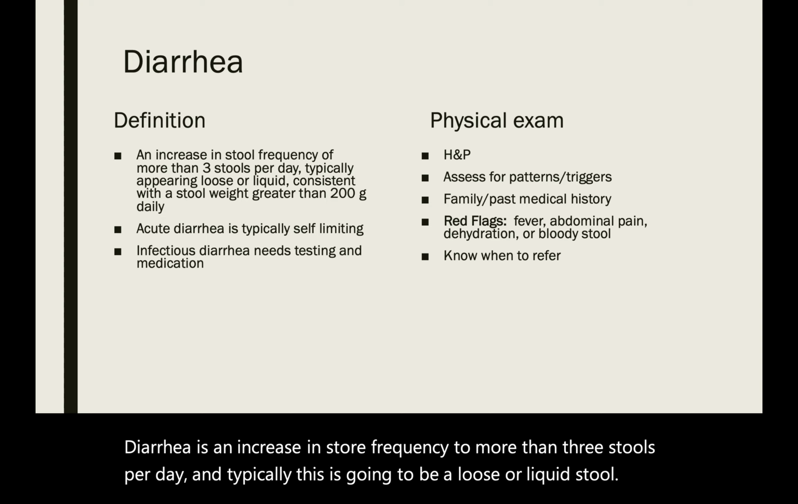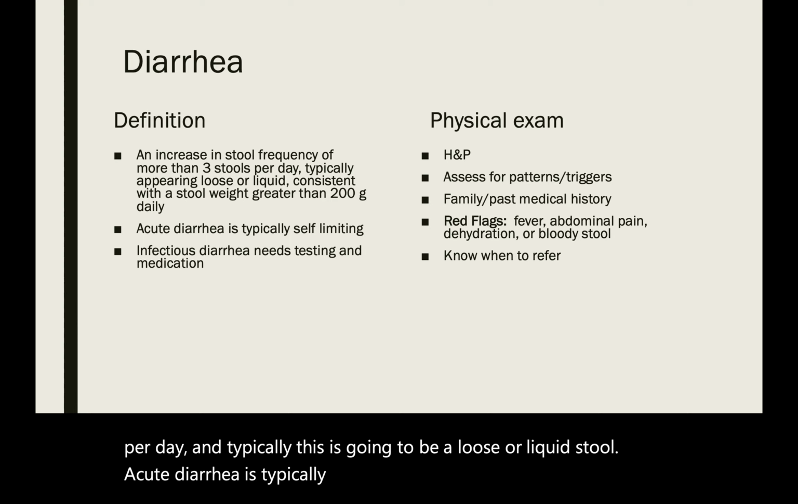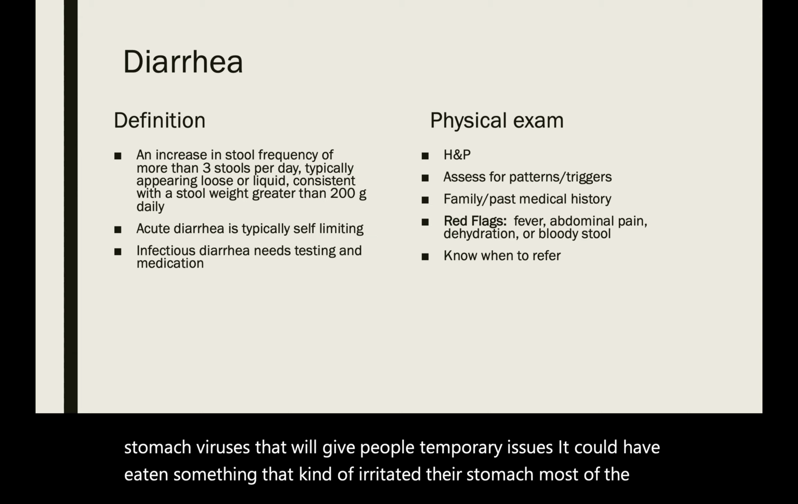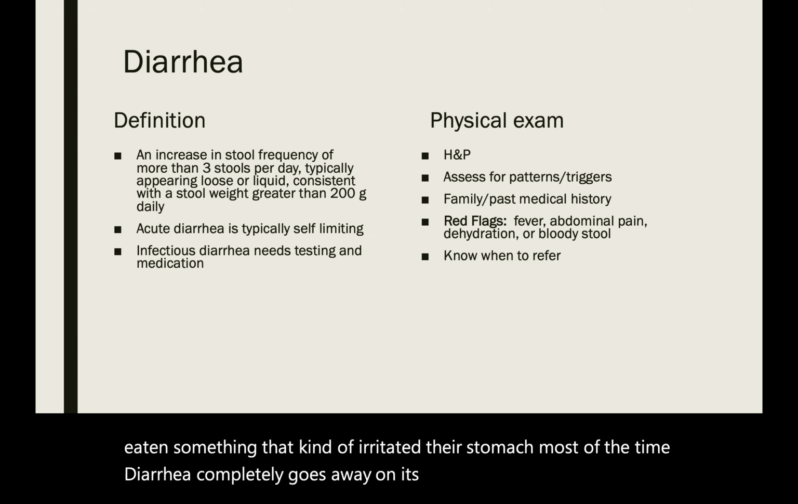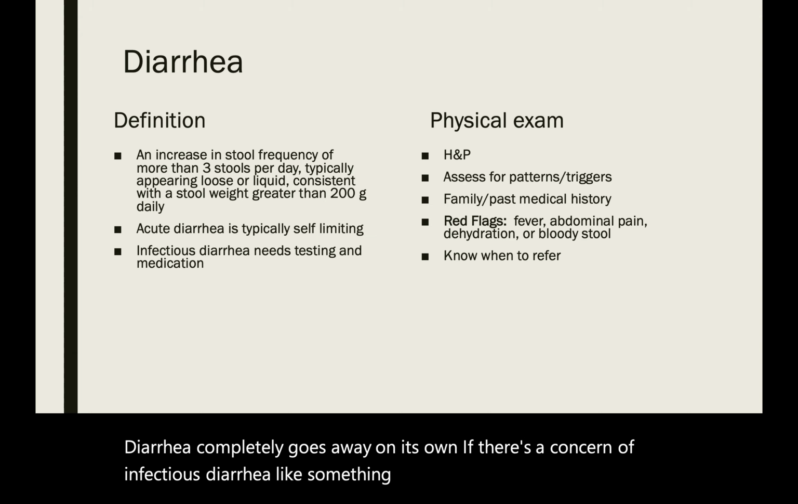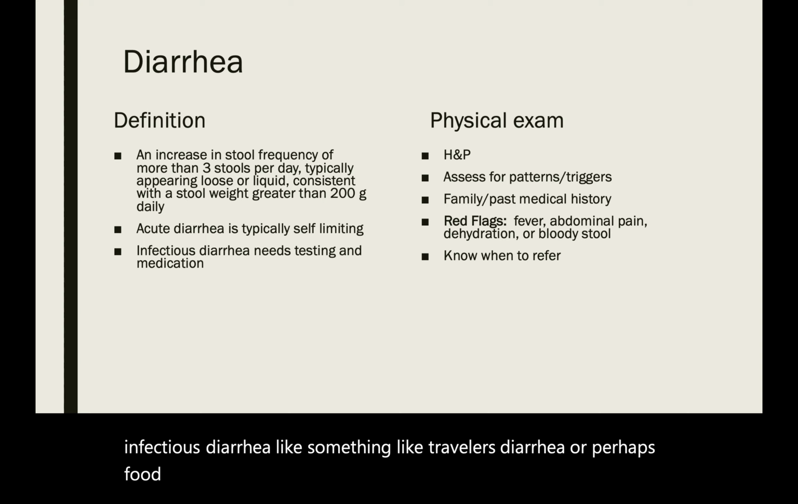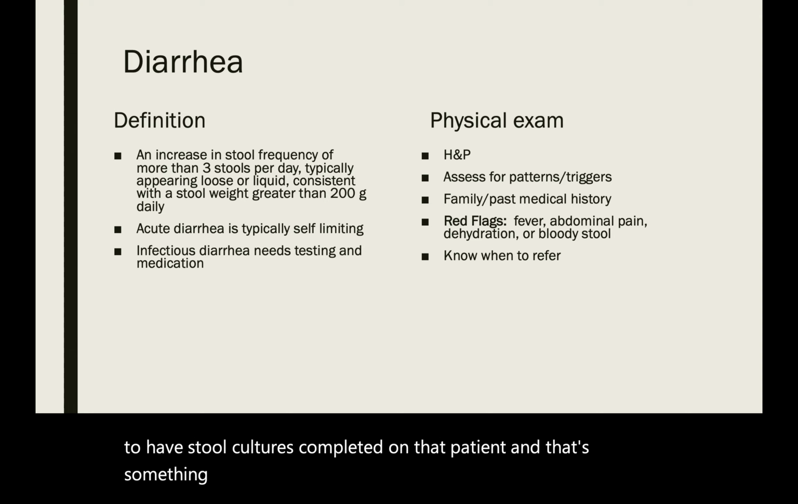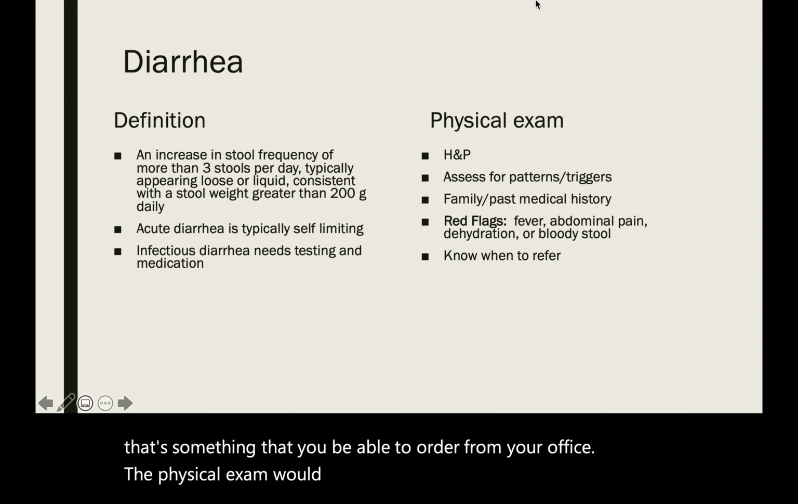Acute diarrhea is typically self-limiting. There's a lot of stomach viruses that will give people temporary issues. They could have eaten something that kind of irritated their stomach. Most of the time, diarrhea completely goes away on its own. If there's a concern of infectious diarrhea, like something like traveler's diarrhea or perhaps food poisoning, that may require additional testing. So you may need to have stool cultures completed on that patient. And that's something that you'd be able to order from your office. The physical exam would be complete history, complete physical.